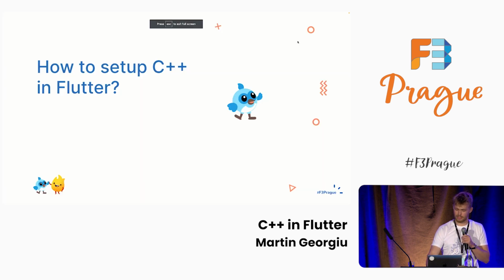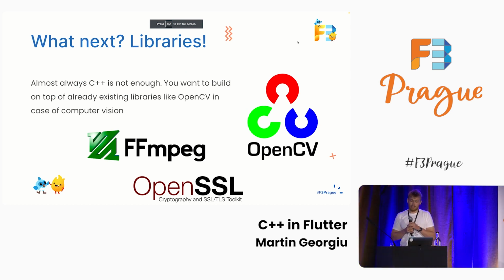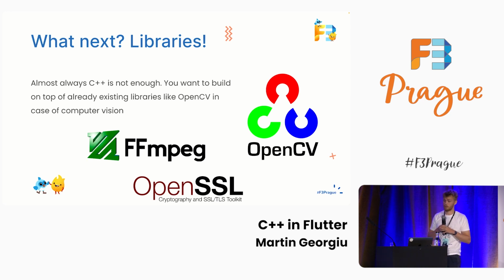But there is a second thing, and that's libraries. In our case, as I said, we wanted to do computer vision, and the go-to computer vision library in C++ is OpenCV. That's basically the best library overall for computer vision. And there are a lot of other libraries which you might want to use depending on your use case.